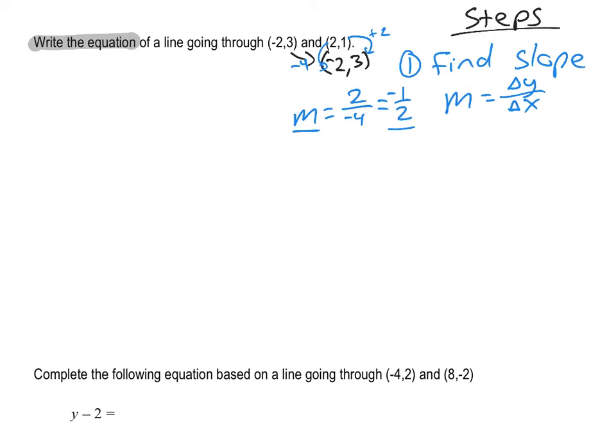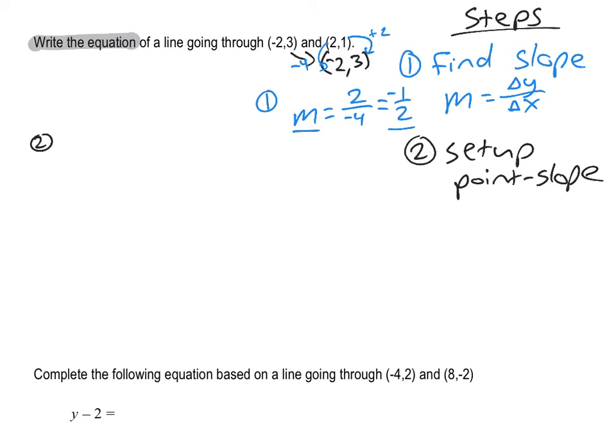Okay, now do we have enough information to build the point slope? Yes. So the next step, step 2, is set up point slope. So that was our step 1. We found the slope. And now we're going to set up point slope. So again, y minus the given y value equals the slope. Well, we got that one. Negative 1/2 times x minus the given x value.